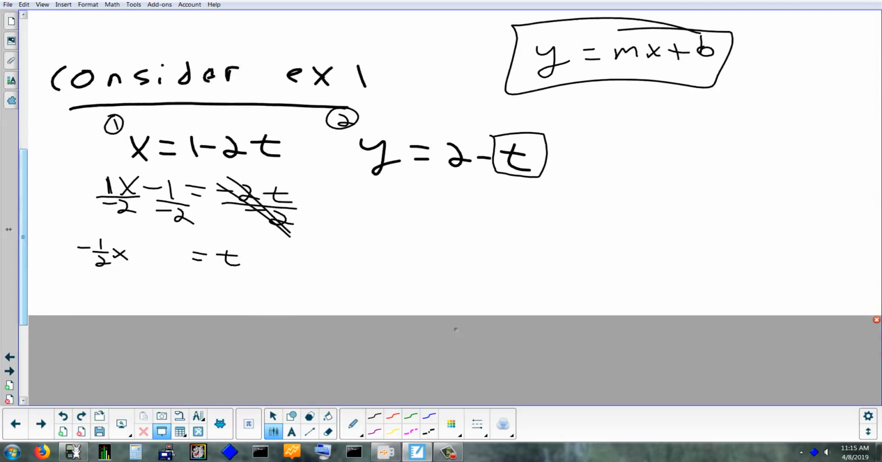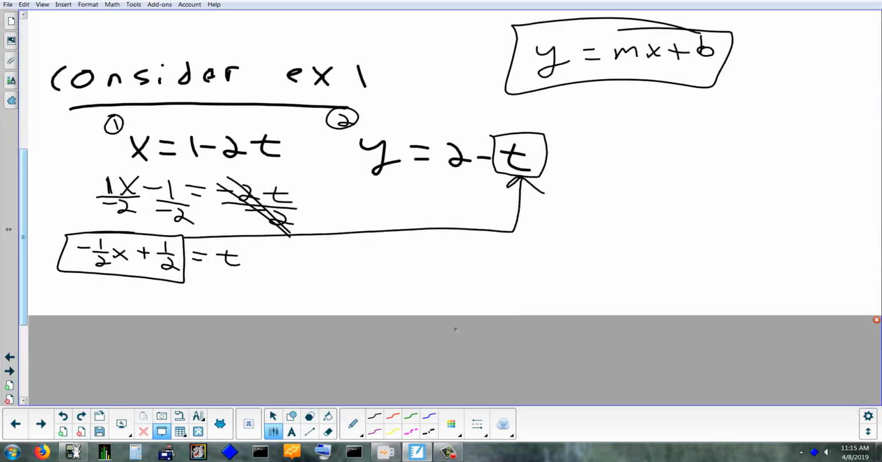Negative 1/2 x, and negative 1 divided by negative 2 plus 1/2. Now you've got something for t that I can take and substitute. What's that called when you get one letter by itself and then put it in the other equation? Substitution. That's all you have to do to eliminate the parameter. It's something you've already done. It's substitution. Get t by itself in the x equation.